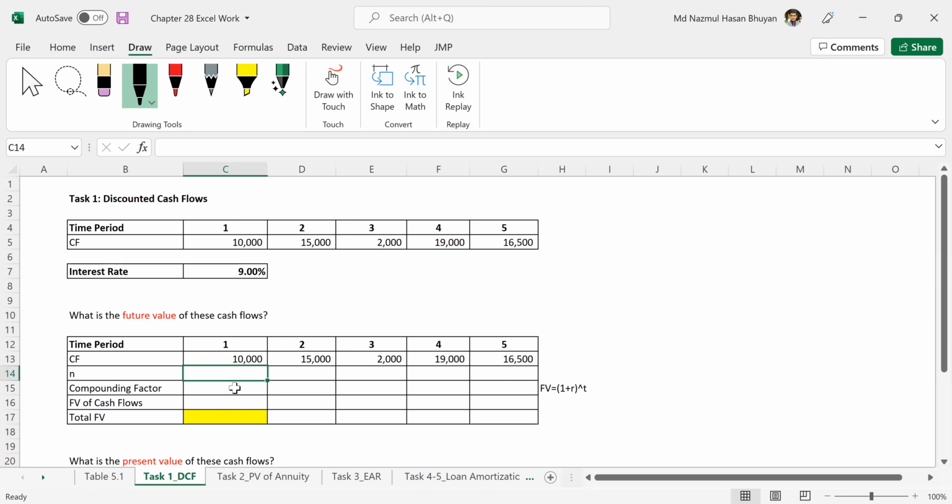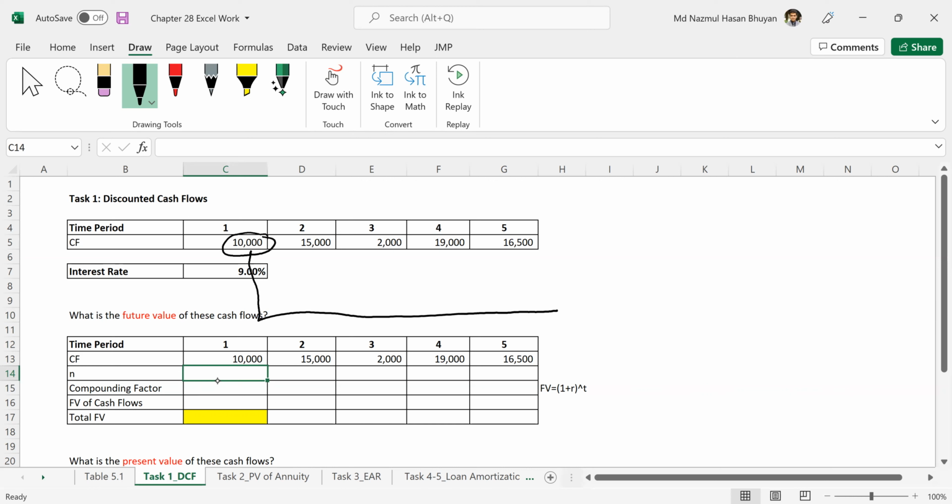Now, let us identify for how many years we are going to get interest for each of our cash flows. You can see here, you deposited this $10,000 at the end of year number 1, and you are going to withdraw this money at the end of year number 5.